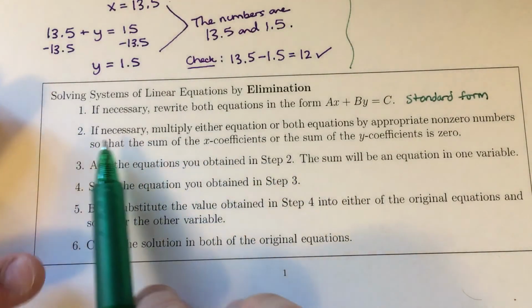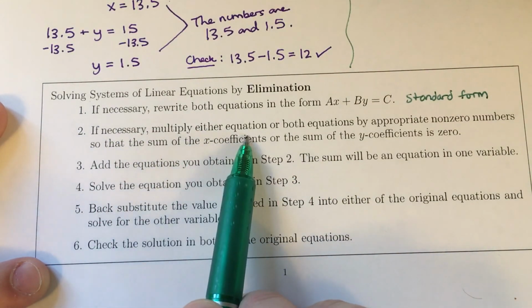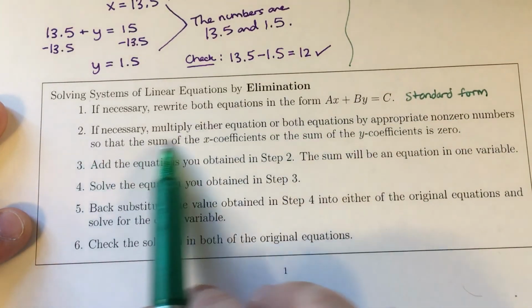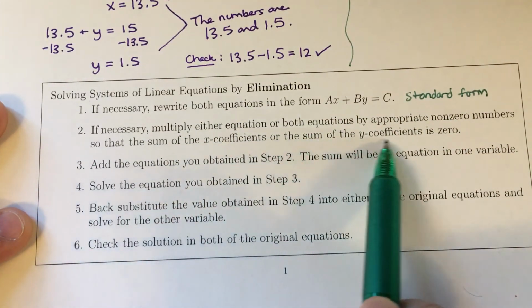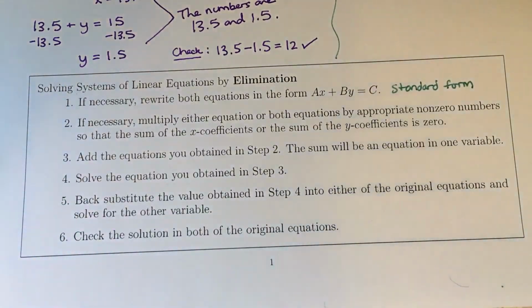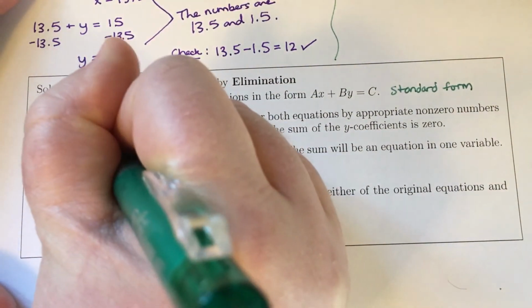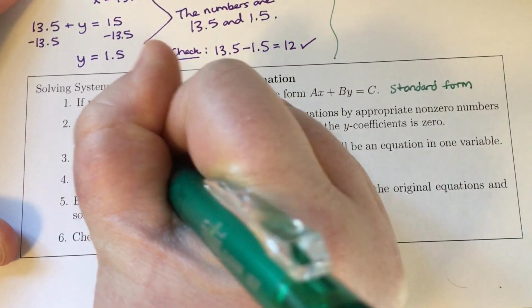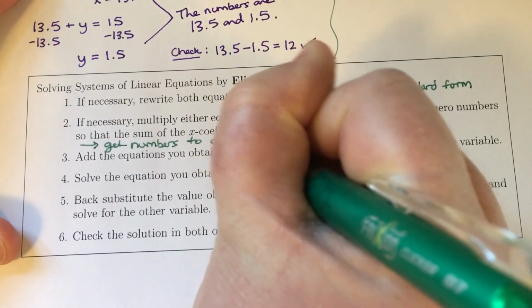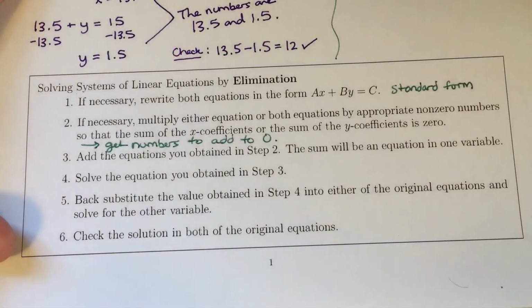Then, if necessary, we're going to multiply equations by non-zero numbers so that the sum of the x coefficients or the sum of the y coefficients is 0. That sounds convoluted, maybe not, maybe it's totally understandable to you. But we're just trying to get the coefficients to match. So get numbers to add to 0. That's the goal.